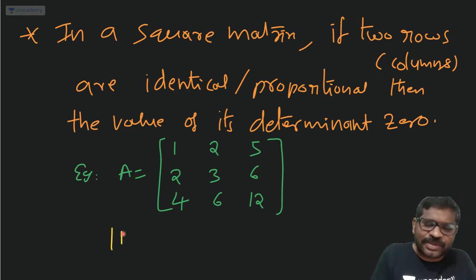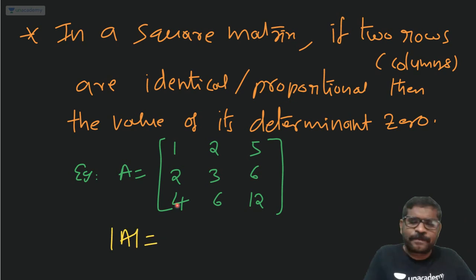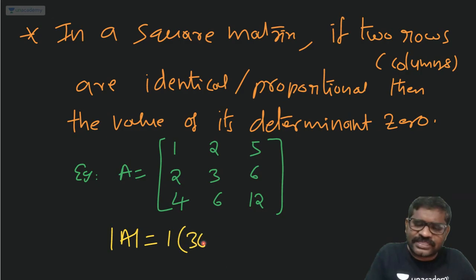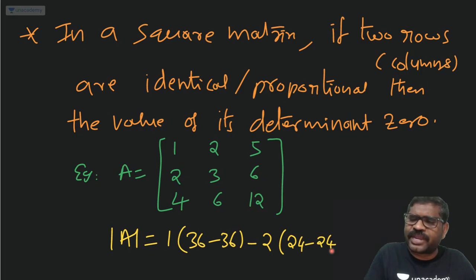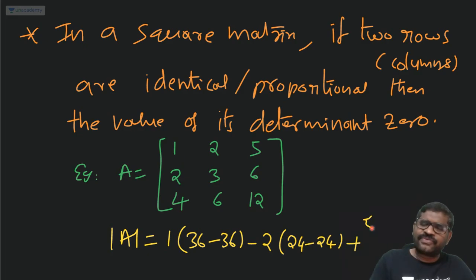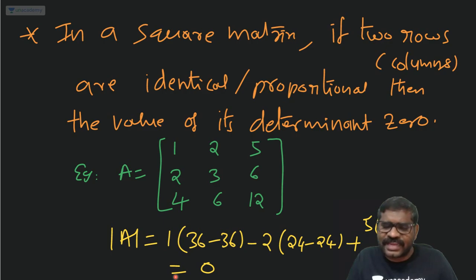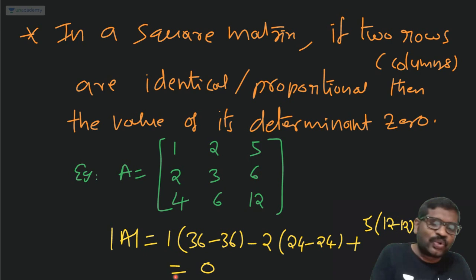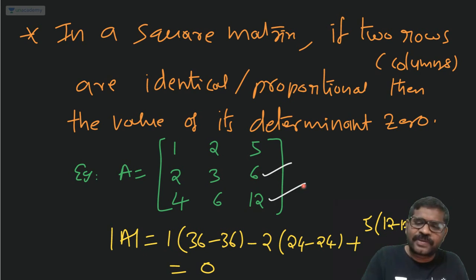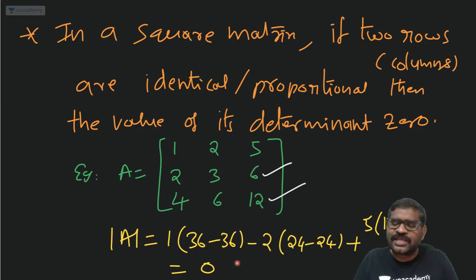Now, the determinant value of A is 1 of 36 minus 36, minus 2 of 24 minus 24, plus 5 of 12 minus 12. Finally, the value is 0. Since R2 and R3 are proportional, these two rows are proportional. So if two rows or two columns of a matrix are proportional, then the value of its determinant is 0. Next.